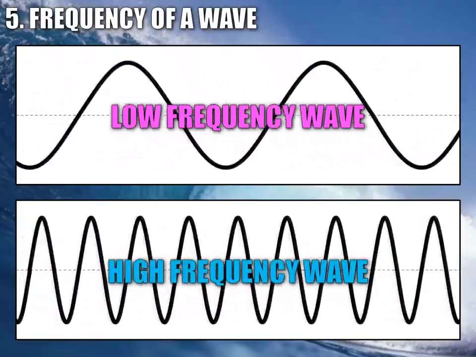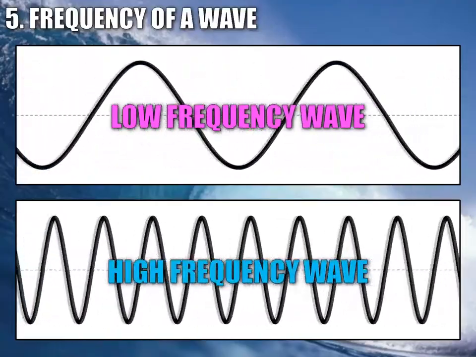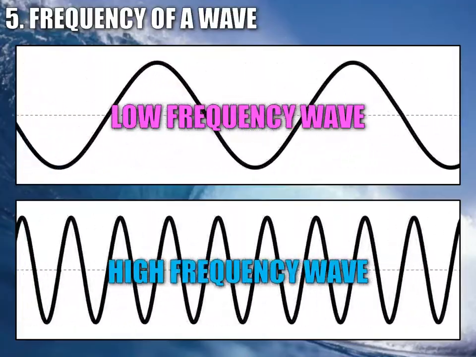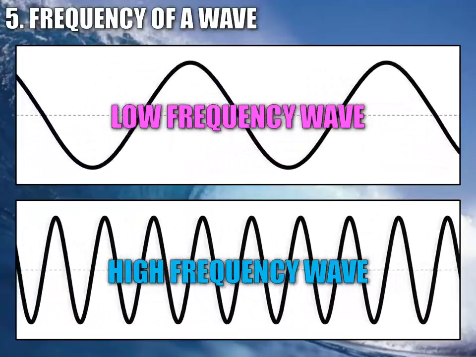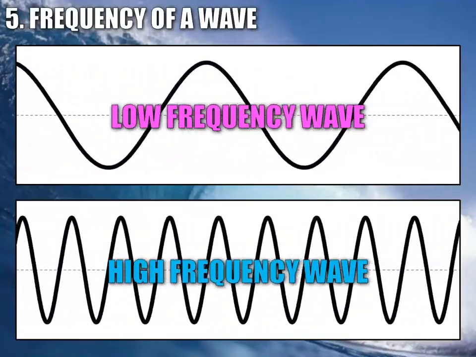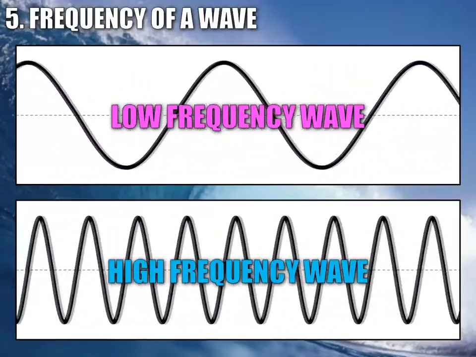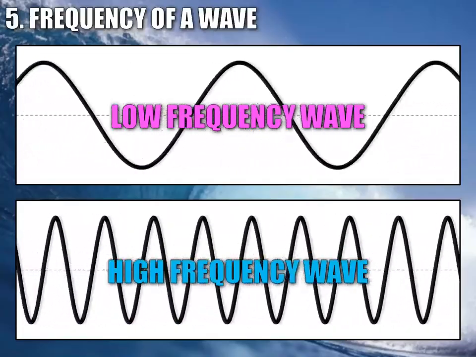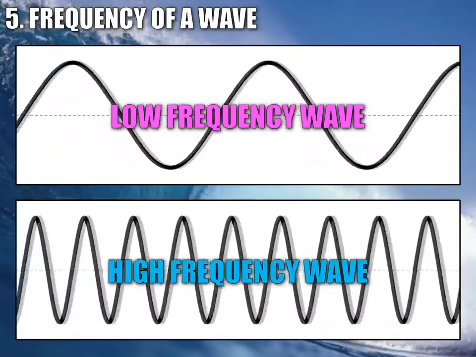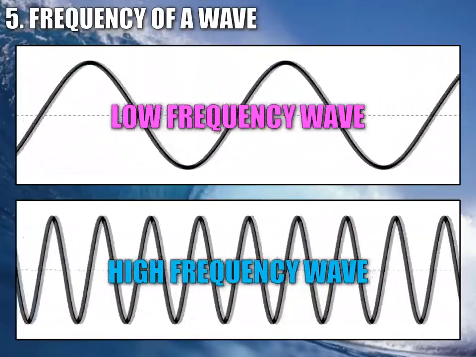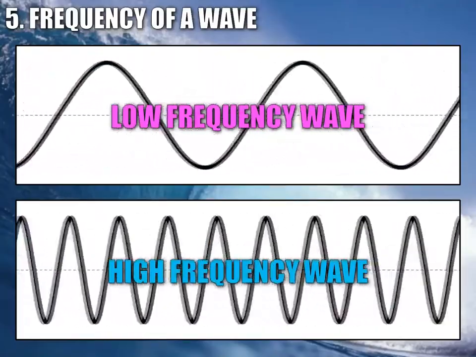So realize that frequency is simply counting the number of cycles that occur each second, the cycles per second, also known as hertz. So just take a moment to watch these two waves and see what a low frequency looks like versus a high frequency. The low frequency looks rather stretched out, the wave pattern, whereas a high frequency, it's more squished together.